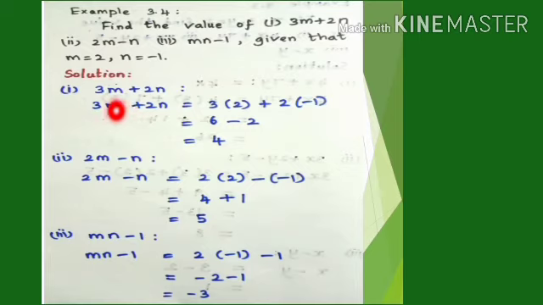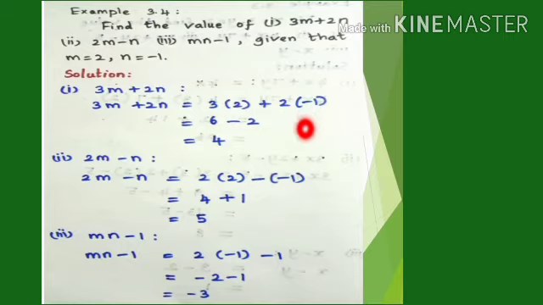So, the first algebraic expression is 3m plus 2n. Now, replace the variable by the given numerical value to obtain an arithmetical expression. That is, 3 into the value of m is 2 plus 2 into the value of n is minus 1.